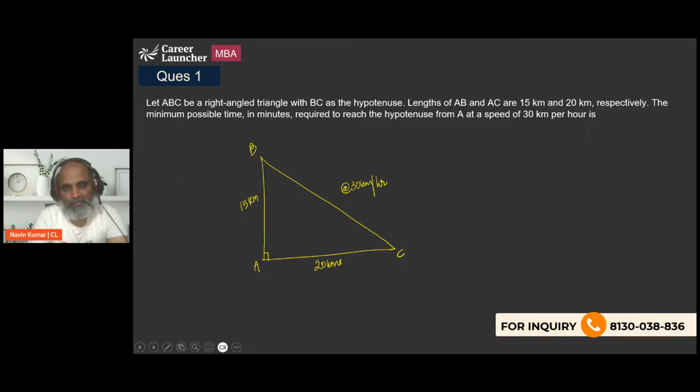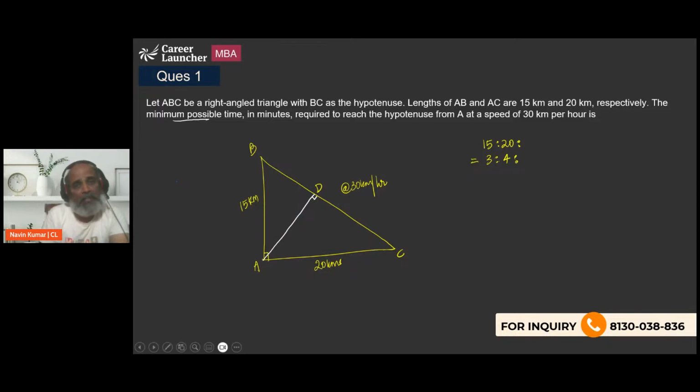Anyone? So we need to reach the hypotenuse from A and we need the minimum possible time. Now the minimum possible time will happen if you're looking at the shortest distance, which is nothing but the perpendicular distance, which is AD, right? So if you look at the two sides of this right angle triangle, it's 15 and 20. If we simplify this, this is going to be 3:4.